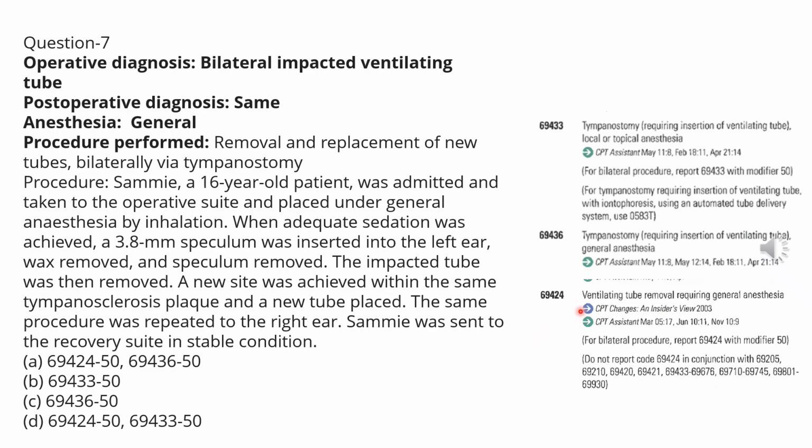424 talks about ventilating tube removal requiring general anesthesia. And 436 is the tympanostomy requiring insertion of the ventilating tube, general anesthesia. 433 is the local anesthesia. Now in this case the anesthesia is general. So we will require a code 436.